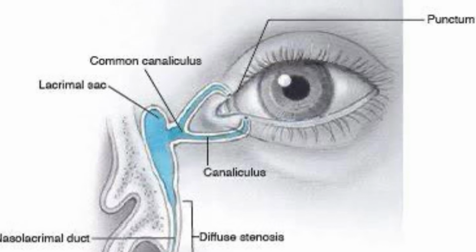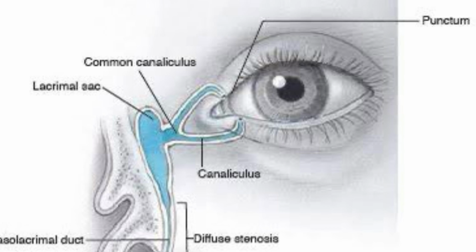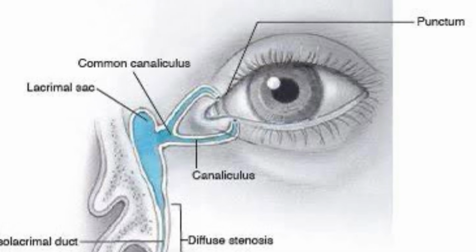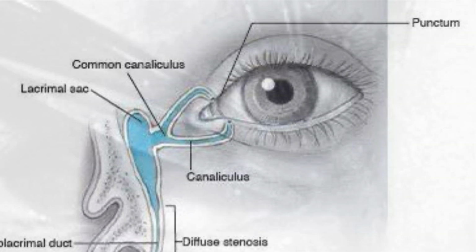This procedure involves the use of a Jones tube, a specialized glass tube designed to maintain a permanent conduit for tear drainage. The surgical process begins with the resection of the caruncle, a fleshy mound of tissue located at the medial canthus, or the inner corner of the eye.